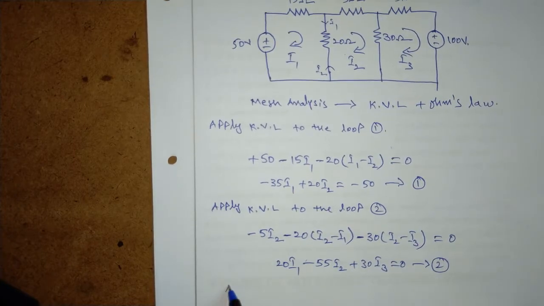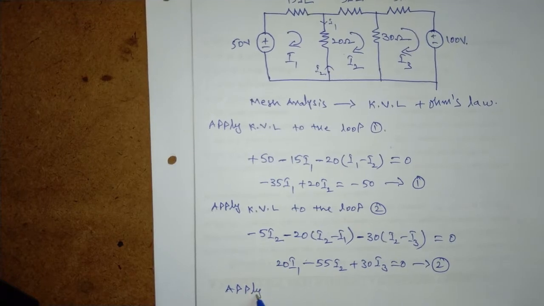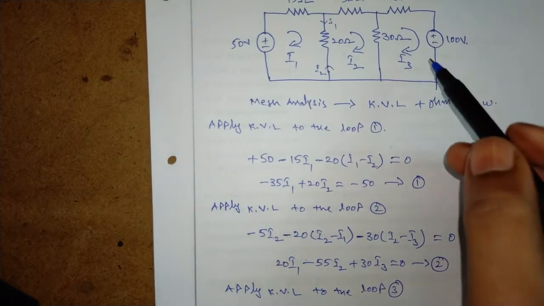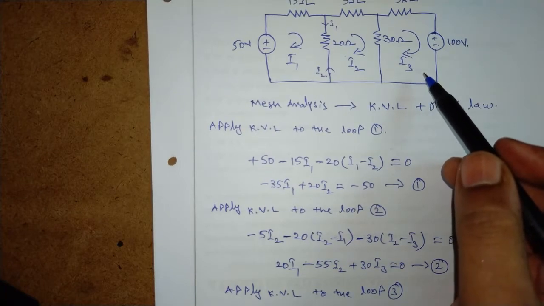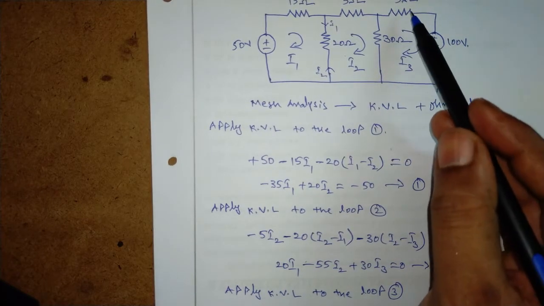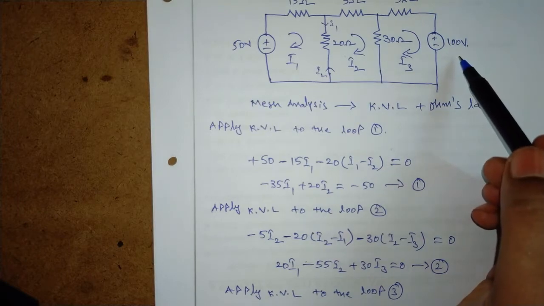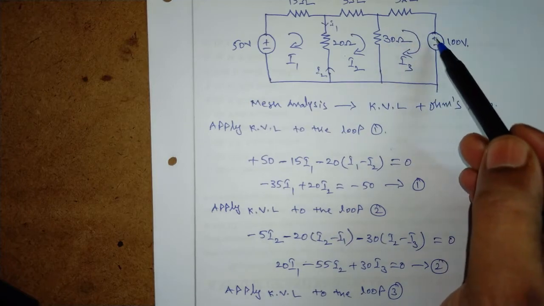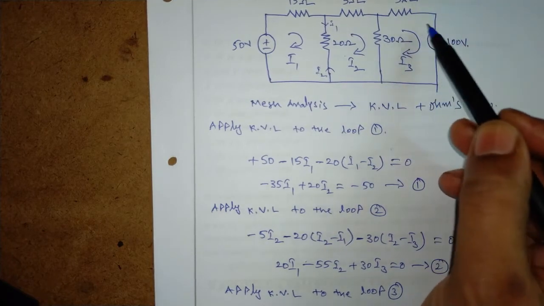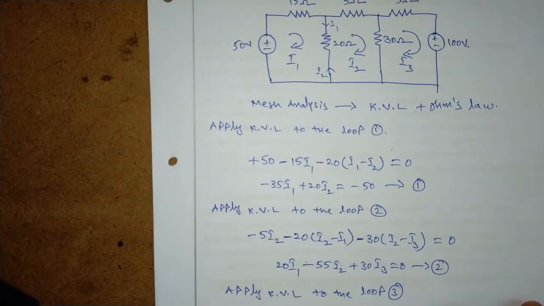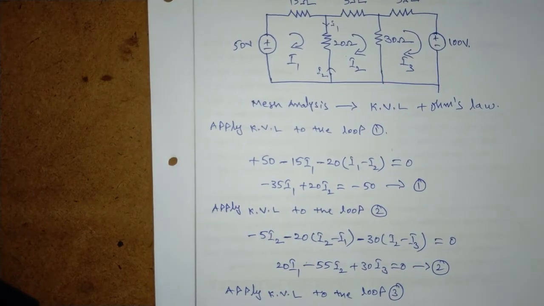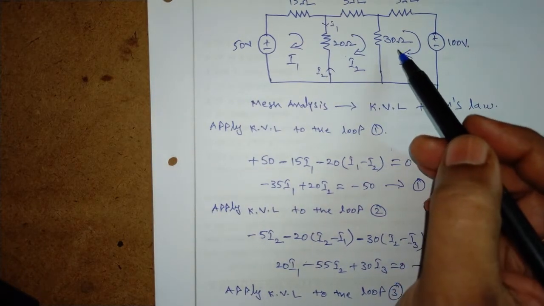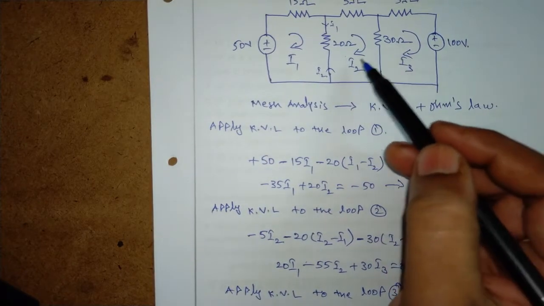Now apply KVL to loop 3. Here this is loop 3. Here we have a 30 ohms resistor, a 5 ohms resistor and a 100 volts voltage source. Coming to this 100 volt voltage source, the I3 is traveling from the positively marked terminal to the negatively marked terminal. So it is a drop. We put minus 100.